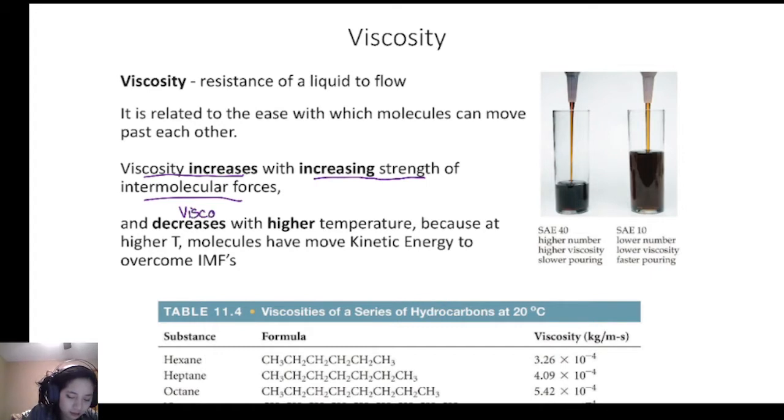And so here, we say that at higher temperature, viscosity decreases. Am I spelling that right? Yeah, it will decrease at a higher temperature. So that is clearly exemplified in my microwaving honey example for granola.